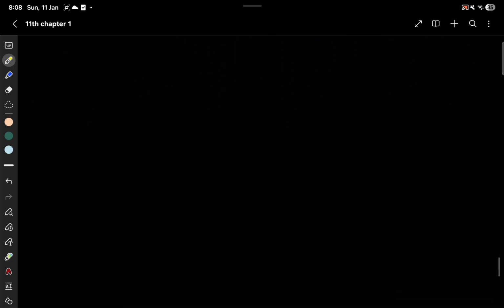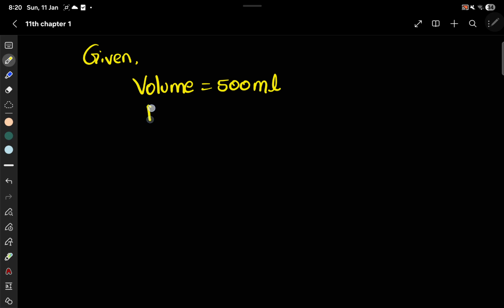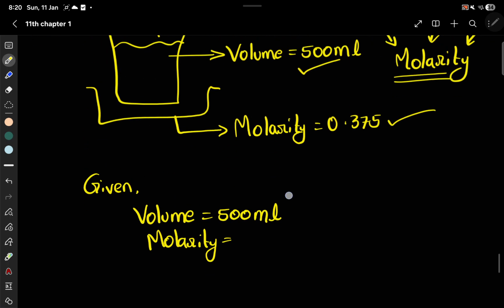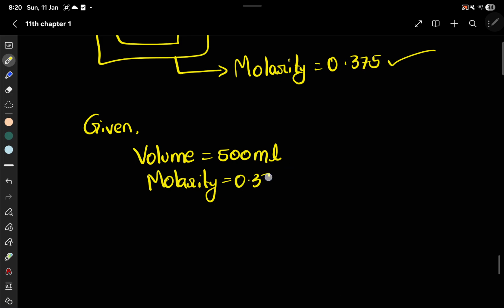For solving such questions, first of all we have to write the data which they have mentioned in the question. In this question, the data which they have given you is the volume of solution, which is 500 ml. Another piece of information which they have given us is the molarity, which was 0.375. Now students, I want you to recall the formula for molarity.